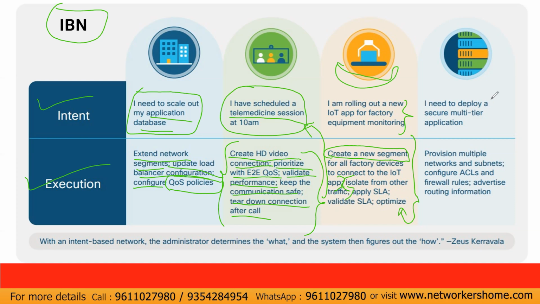I need to deploy a secure multi-tier application. For this, we have to provision multiple networks and subnets, then configure ACL and firewall rules for allowing access from outside, the DMZ or whatever zones you have, and advertise the routing information to the entire network so that we know which server this specific application sits on and everyone is able to access it.